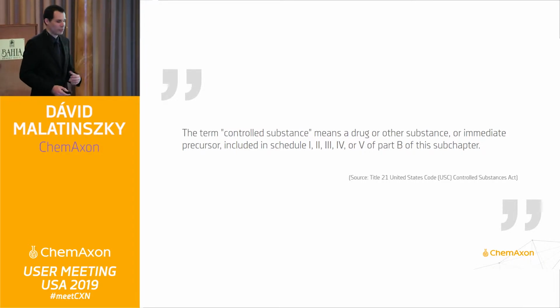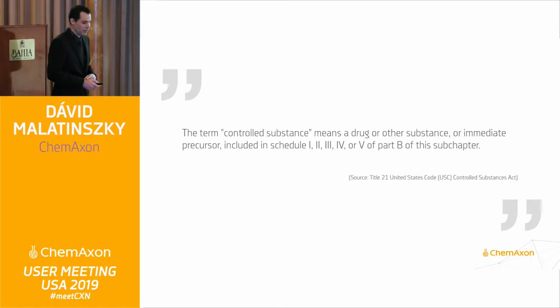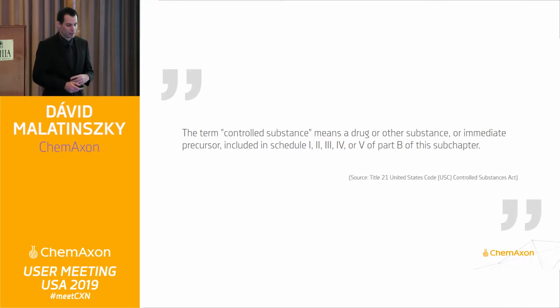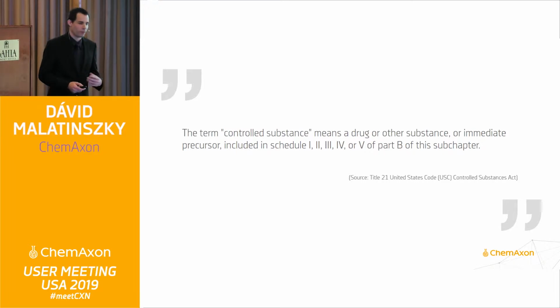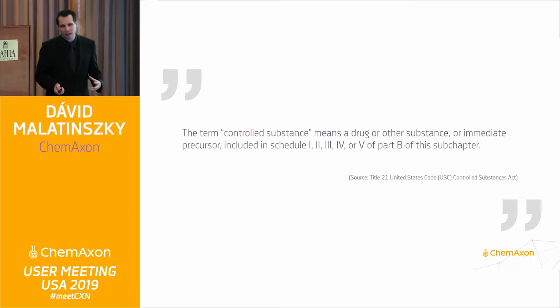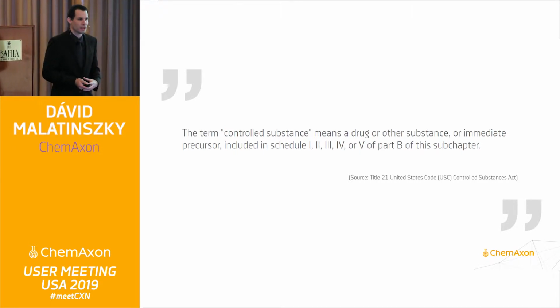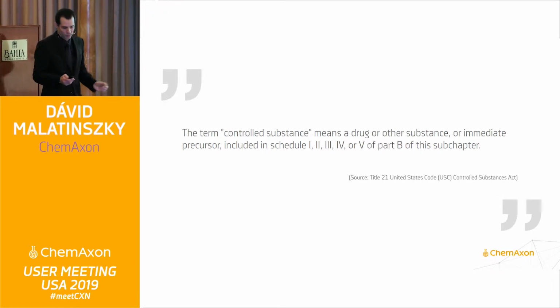For example, this is from the United States Code Controlled Substances Act, and it defines controlled substances as a drug or other substance or immediate precursor included in Schedule 1, 2, 3, 4, or 5. So this is not very helpful. It doesn't tell us immediately anything about the structure or the scope of controlled substances. It only tells us that anything included in these documents is controlled.